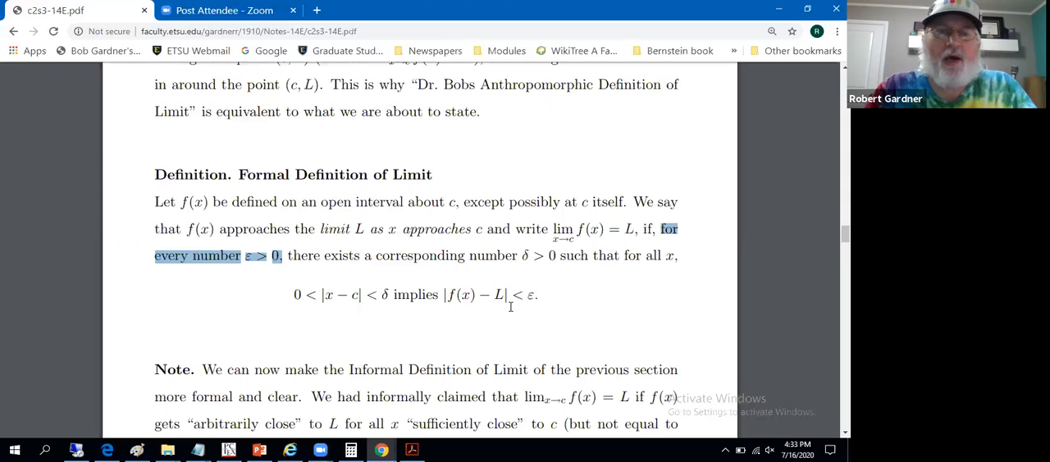So the logic will go. We're given epsilon greater than 0. We'll choose a delta greater than 0, secondly, and then we'll show this. So I want to illustrate that logic. We'll show if this occurs for the x values, then it implies this occurs for the y values. That's the plan.